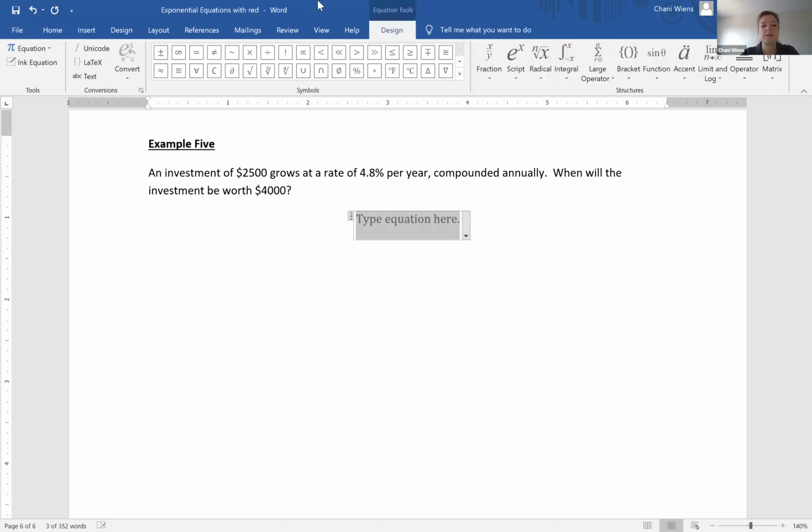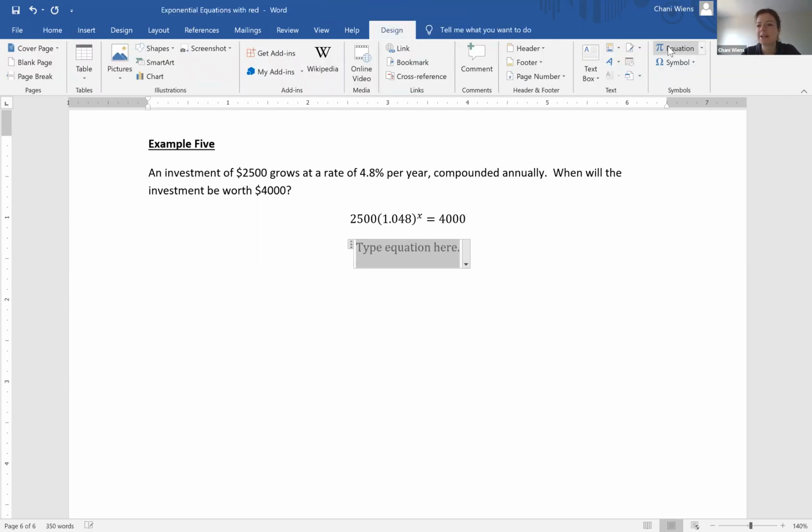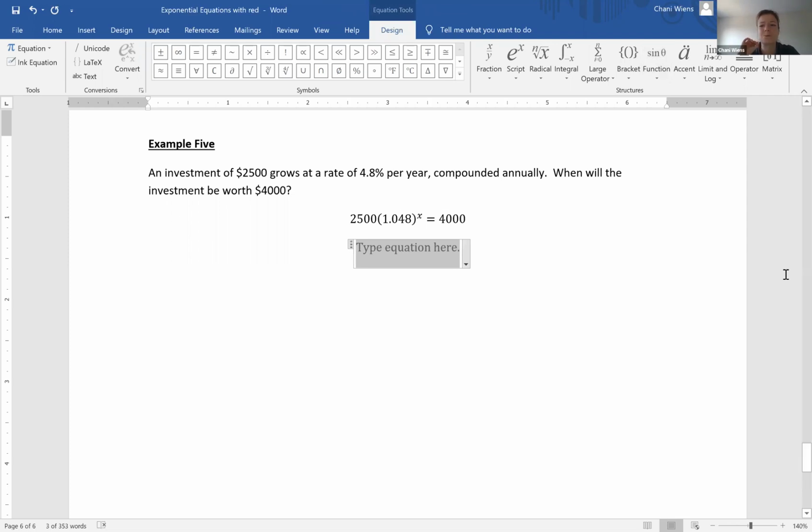So we want to set up our equation. We have $2,500 that's growing, so we have 1.048 to represent a growth rate of 4.8%. And we don't know how many periods have happened, how many years, when it will be equal to 4,000. Again, this is what we used to have to estimate. No longer. We are in the land of the logarithms where life is exact and beautiful and perfect, and we just work the algorithm.